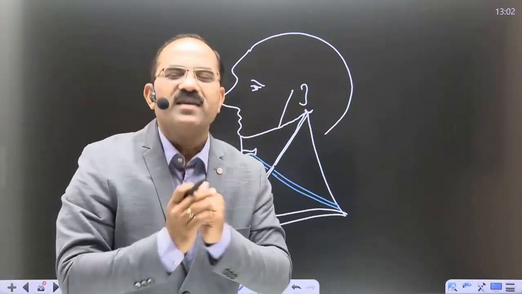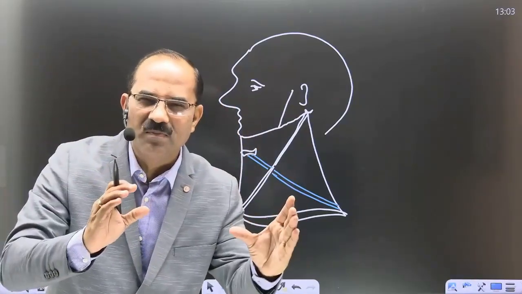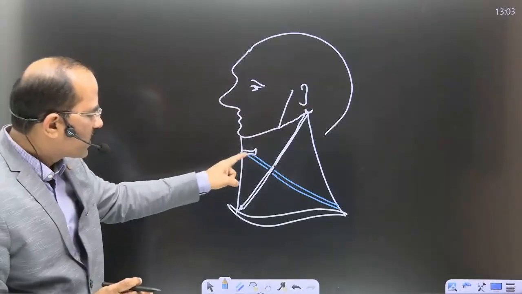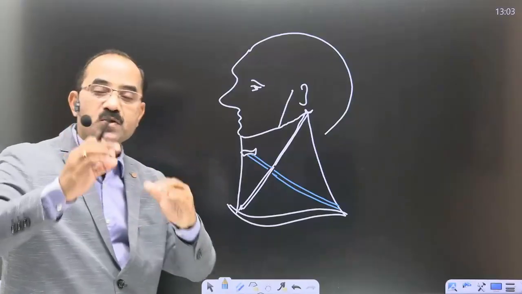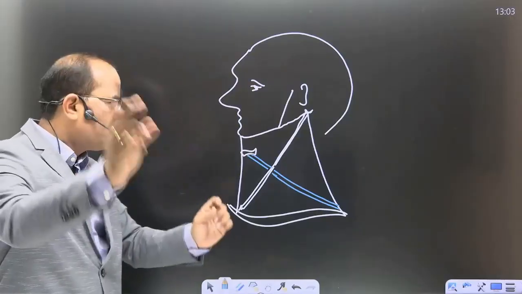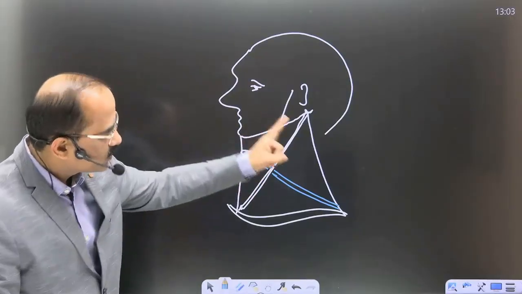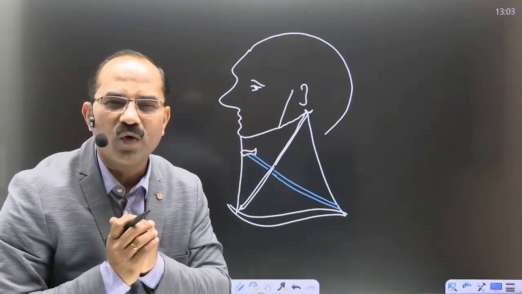Now, student, this omohyoid muscle will have two bellies, right? The one belly from the sternocleidomastoid to the hyoid bone. This is what we call the superior belly of omohyoid. Perfect. The second one from the sternocleidomastoid to the scapula behind, that's the inferior belly of omohyoid.